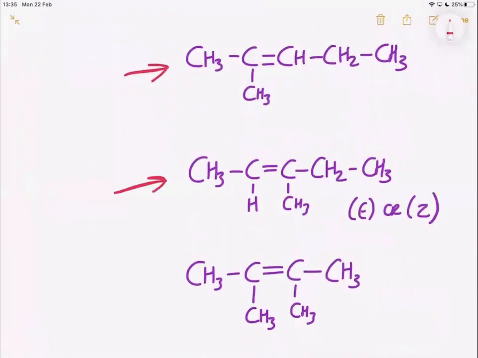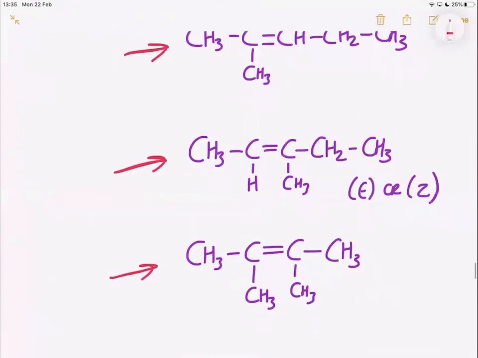Then what about this scenario? What if we shorten the main chain and we now have 2 methyl groups? So this would be 2,3-dimethylbut-2-ene.